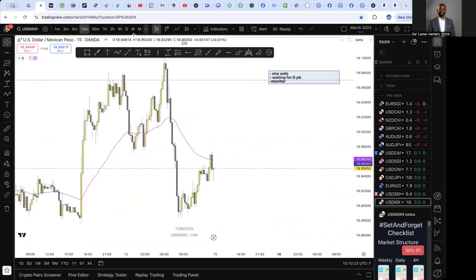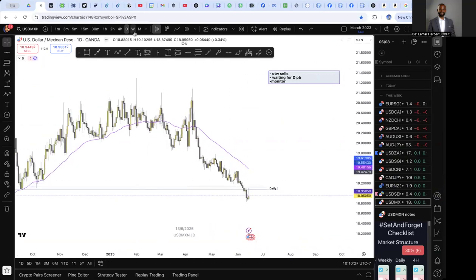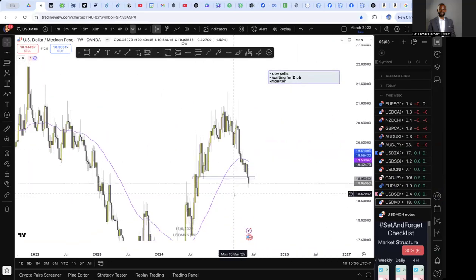USD MXN, we're waiting for a daily pullback here. And then we'll be taking sales. Our take profit is going to be down here at this next structure point.